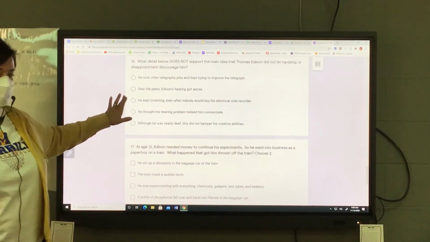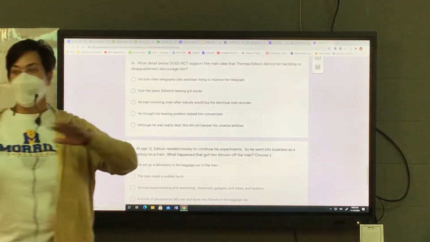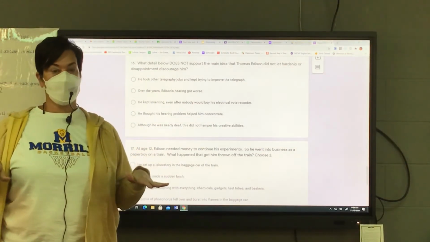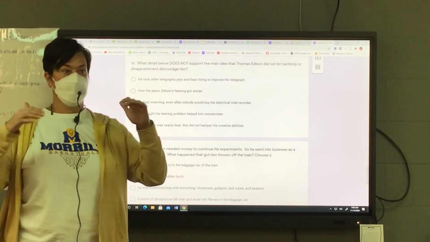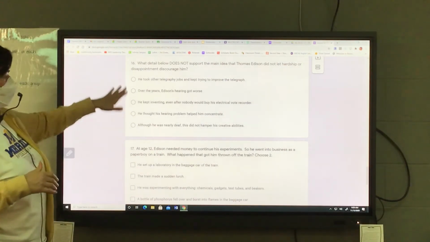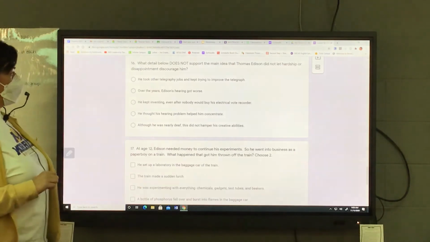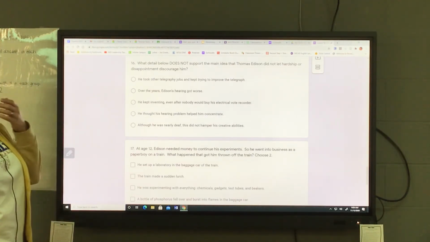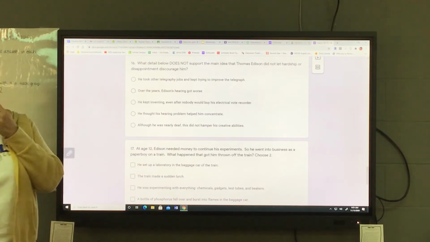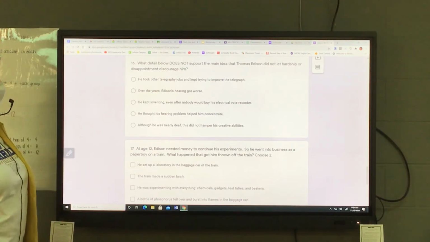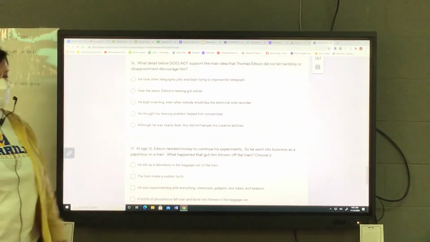Question 16. What detail below does not, remember how we practiced some of those? The detail that doesn't support the main idea? So which one, there's one wrong detail in here. Which detail below does not support the main idea? That Thomas Edison did not let hardship or disappointment discourage him. Which one of these doesn't go with the main idea?